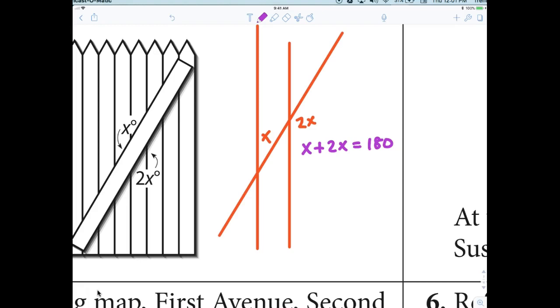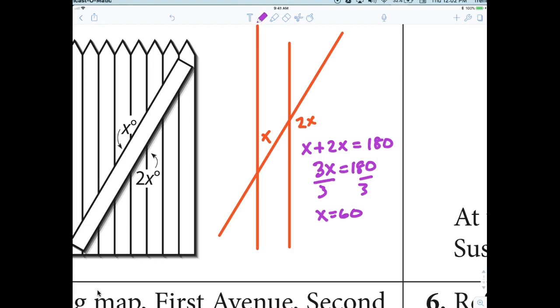That was hard. That's even hard for me to see. All right? They made the lines too big. Everybody see that? All right. So now you have what? 3x is equal to 180. Divide both sides by 3. So x is equal to 60.